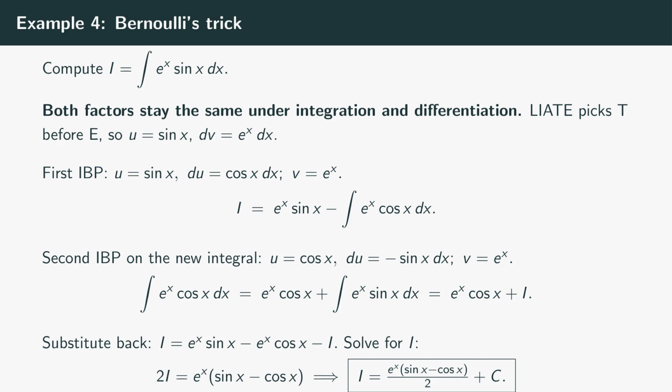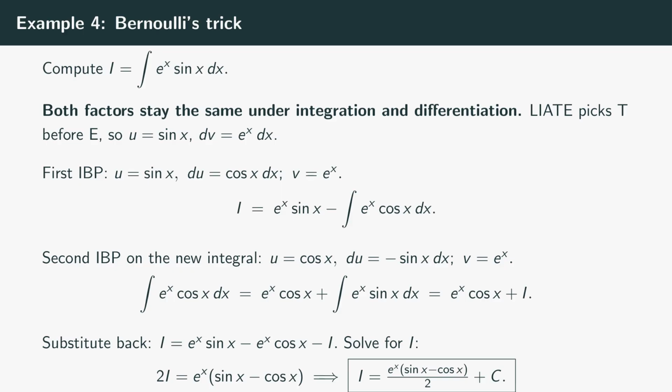Now substitute back. I equals e^x sin x minus (e^x cos x plus I), which equals e^x sin x minus e^x cos x minus I. Look what just happened. I shows up on both sides of the equation. Move the right-hand I over to the left. 2I equals e^x sin x minus e^x cos x.